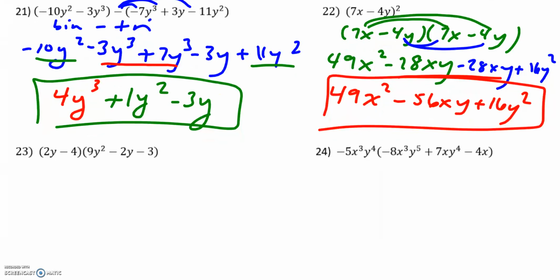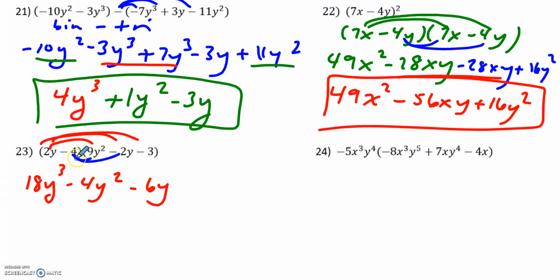Number 23 is again multiplication or the distributive property because I don't see anything between the parentheses. So the first thing I have to do is distribute the 2y to everything. So 2y times 9y squared is 18y to the third. Multiply the numbers, add the exponents. 2y times negative 2y is negative 4y squared. 2y times negative 3 is negative 6y.